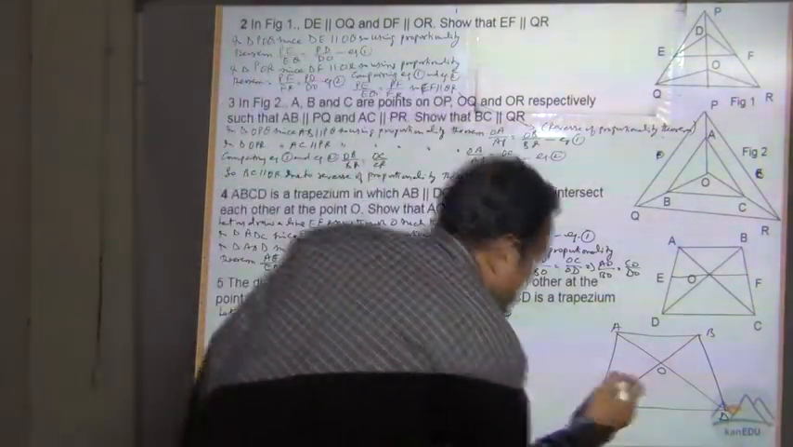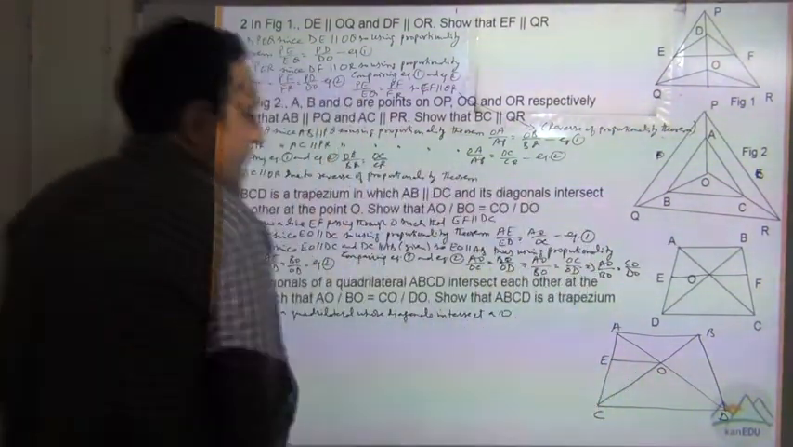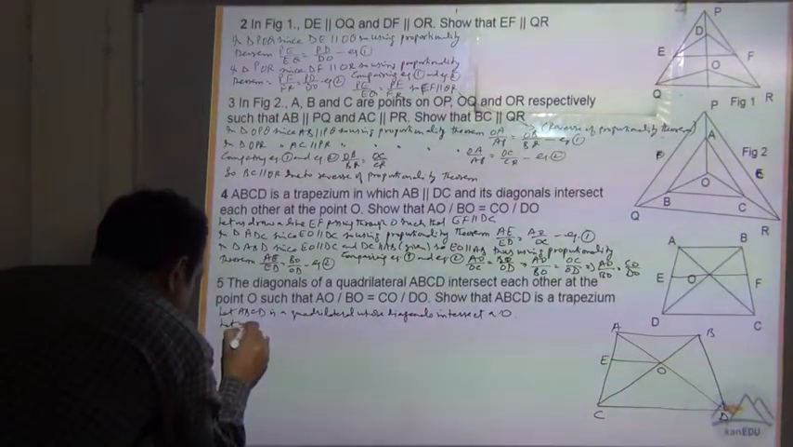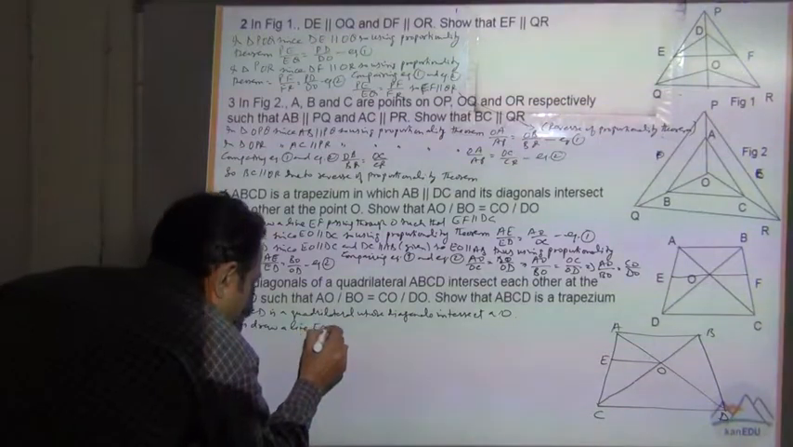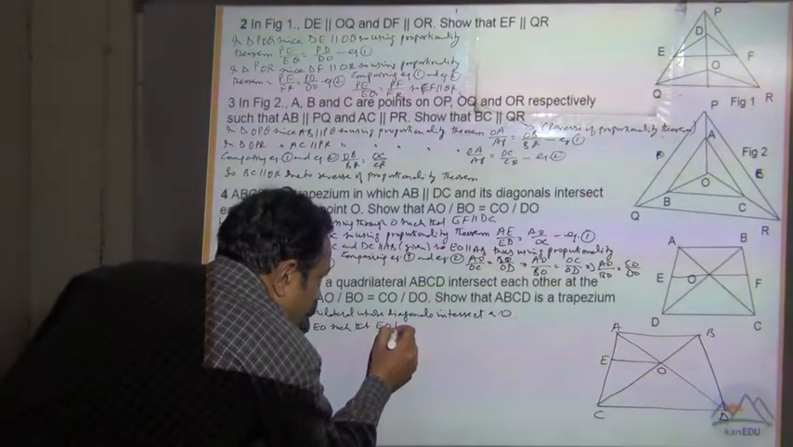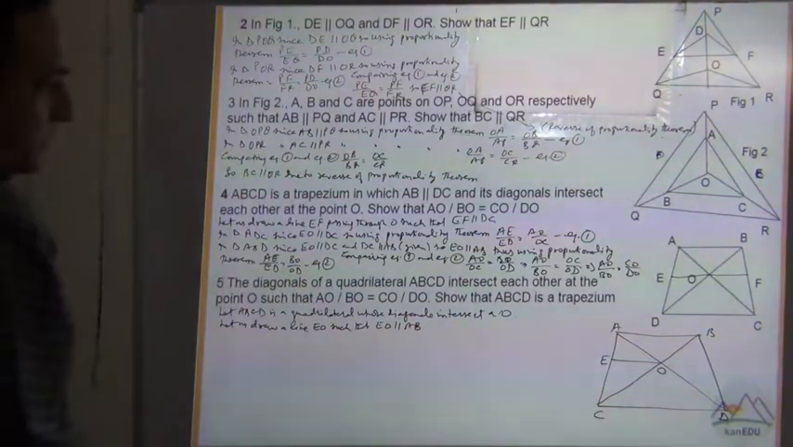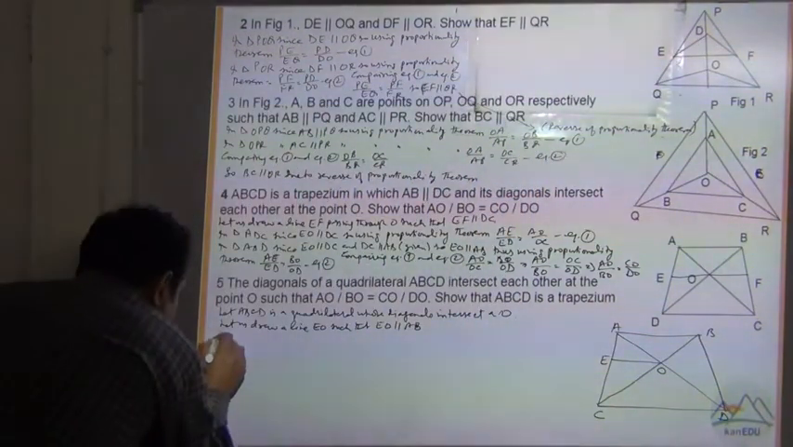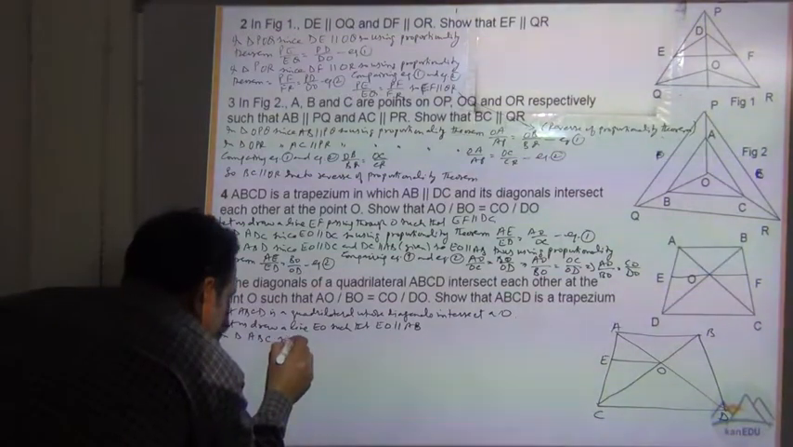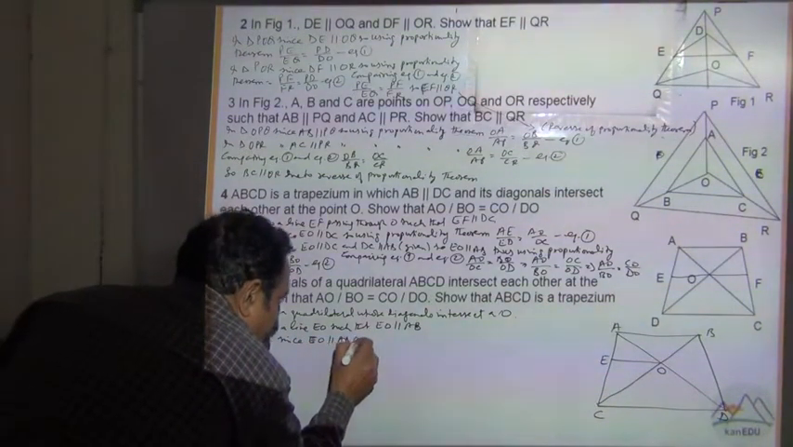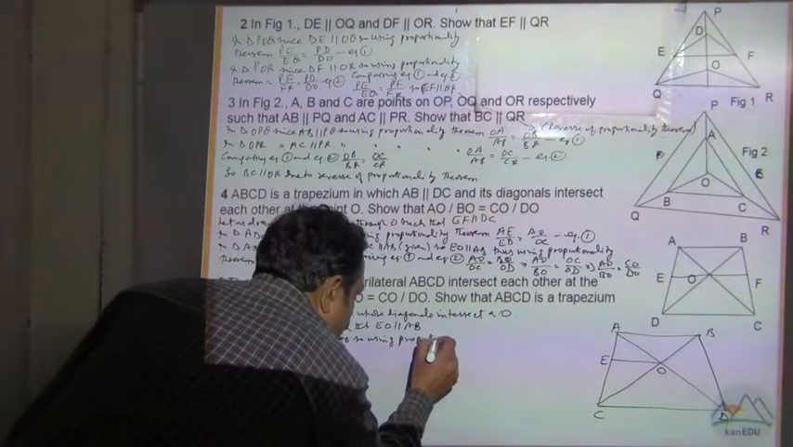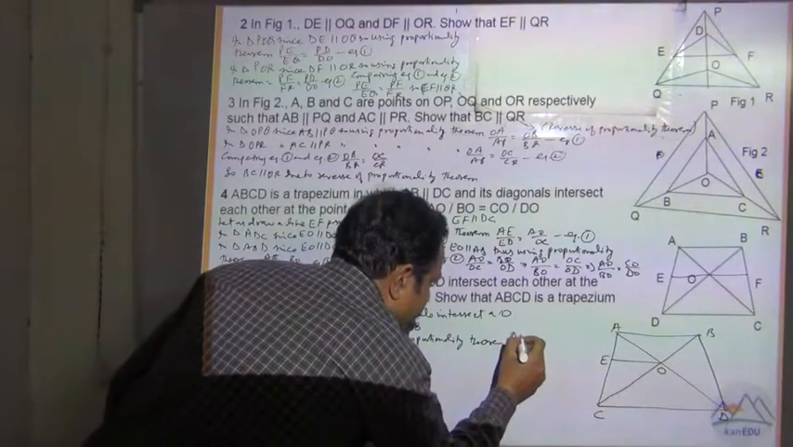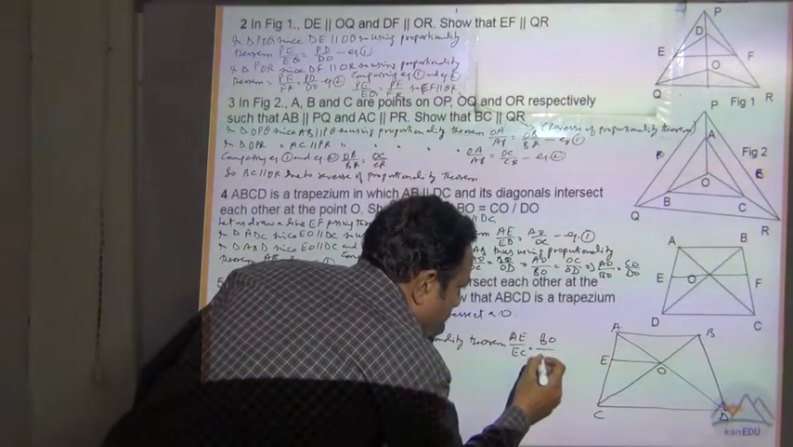Now let us draw a line EO such that EO is parallel to AB. Now in triangle ABC, since EO is parallel to AB, using the proportionality theorem, AE upon EC is equal to BO upon OC.